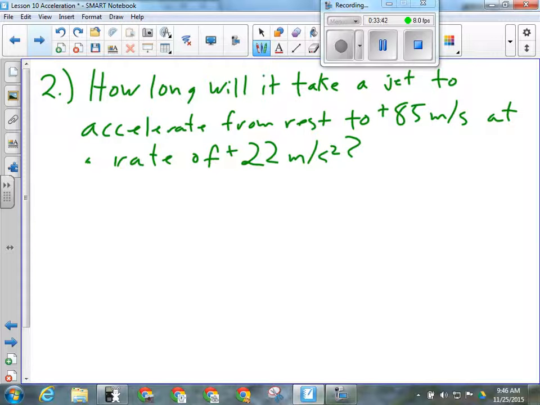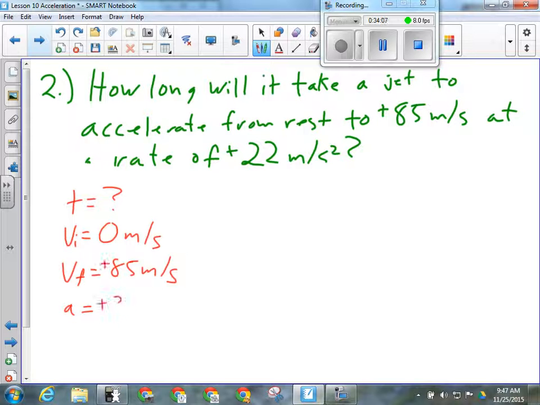Okay. How long will it take a jet to accelerate? So how long? What are they asking us to find? Time. All right, so time is our question mark here. How long will it take a jet to accelerate from rest to 85 meters per second at a rate of 22 meters per second squared? So we have a this time, vf and vi, and we're looking for t.